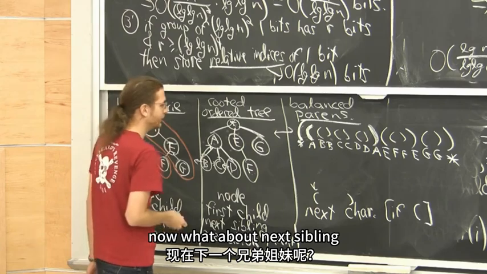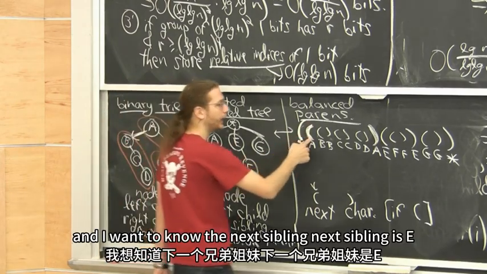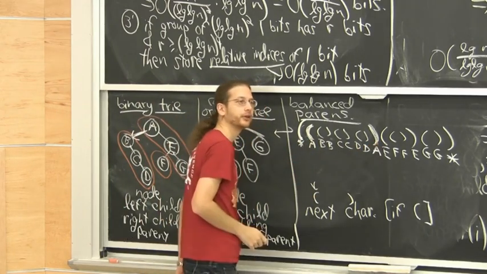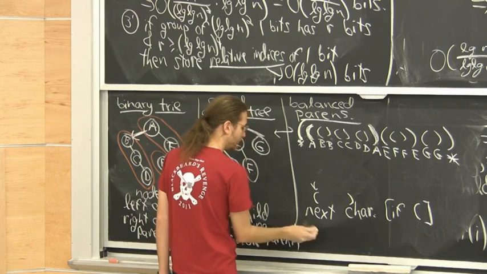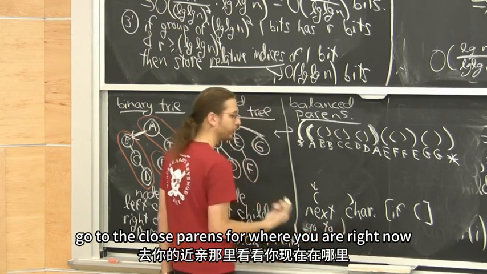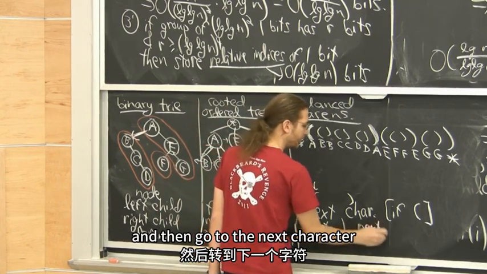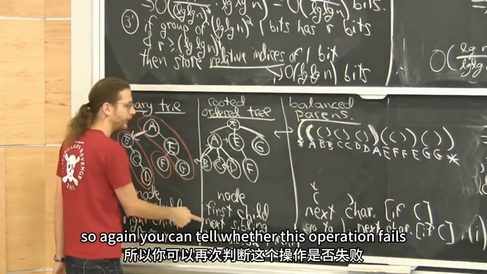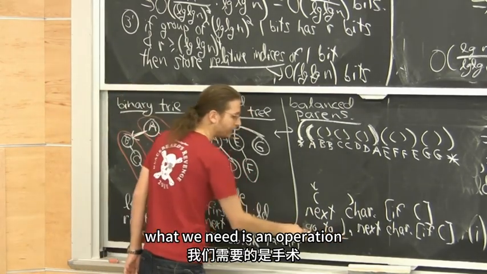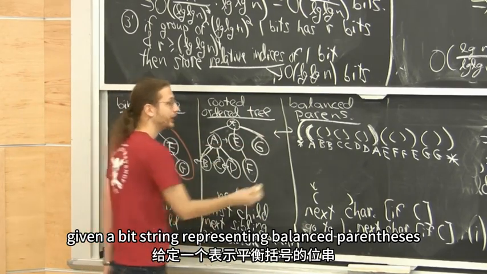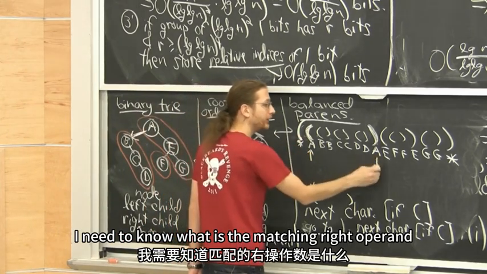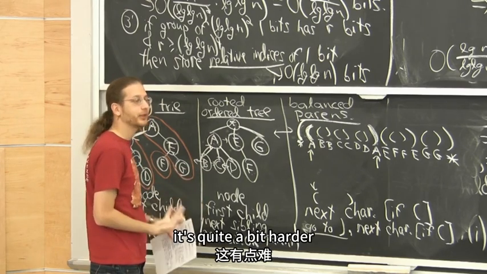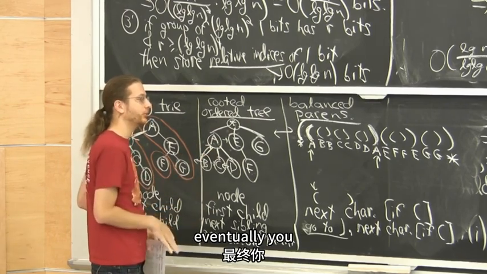Now, what about next sibling? So let's say, again, I'm at A, and I want to know the next sibling. Next sibling is E. So I go to the closed paren for A, and then I go to the next character. So go to the closed paren for where you are right now, and then go to the next character. This is, again, if it's an open paren. If it's a closed paren, then you have no next sibling. So again, you can tell whether this operation fails. What we need is an operation given a bit string representing balanced parentheses, and given a query position of a left paren, I need to know what is the matching right paren. And I'll just wave my hands and claim that can be done with the same techniques as rank and select. It's not easy. It's quite a bit harder, but you do enough of these recursions, eventually you can solve it.